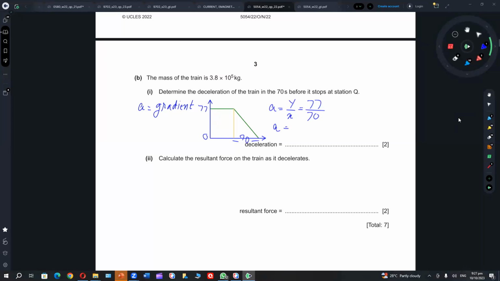Copy this and please quickly calculate. Okay. 1.1. 1.1 meter per second squared. Yes.